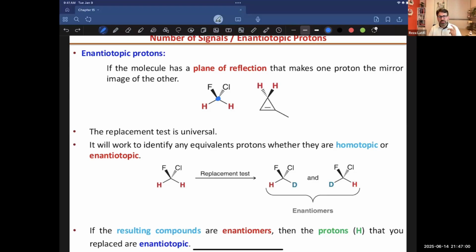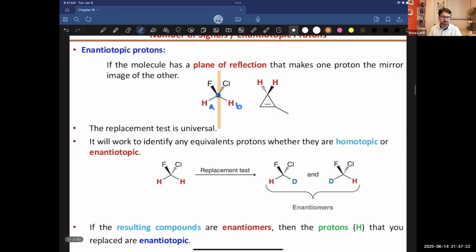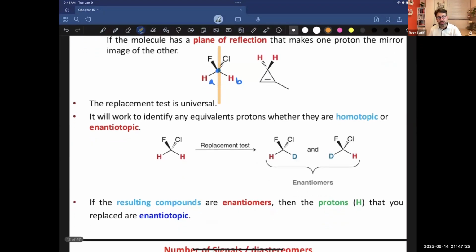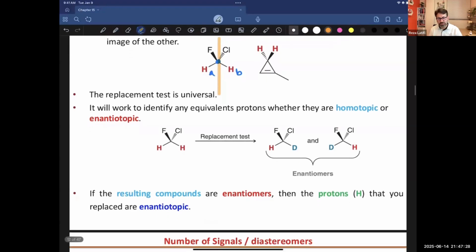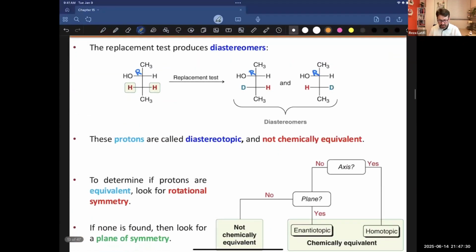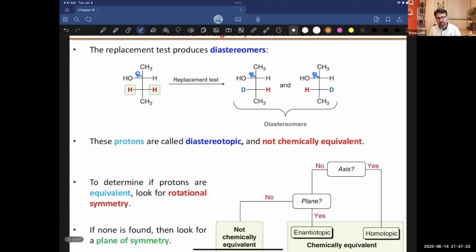That's one. The second trick is, instead of an axis of rotation, if you can find a plane of symmetry, if you can turn HA and HB through a plane. So this time I'm going to put the plane somewhere here, and that mirror can mirror A to B. In that case, we say we are dealing with enantiotopic hydrogen atoms. How about the diastereomers? When do we get diastereomers?